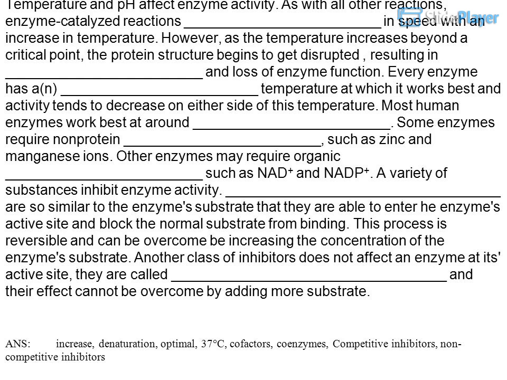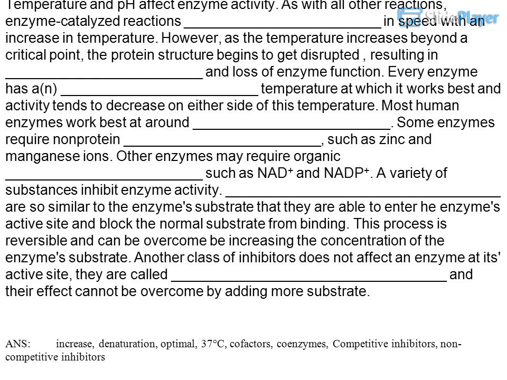Some enzymes require non-protein _, such as zinc and manganese ions. Other enzymes may require organic _ such as NAD+ and FAD. A variety of substances inhibit enzyme activity. _ are so similar to the enzyme substrate that they are able to enter the enzyme's active site and block the normal substrate from binding. This process is reversible and can be overcome by increasing the concentration of the enzyme substrate.